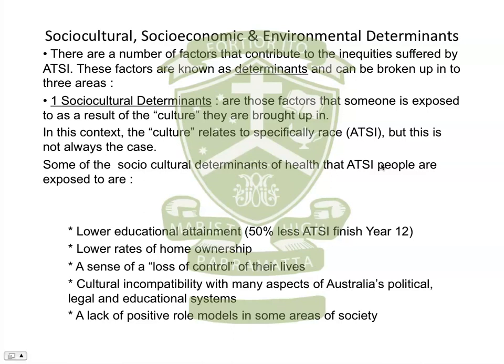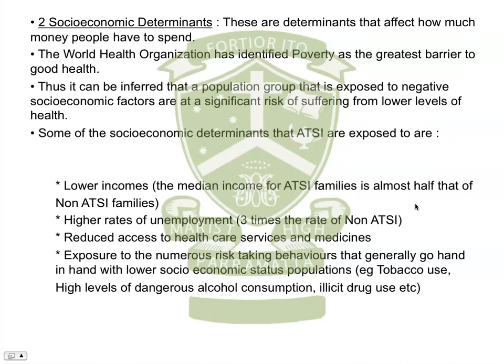And some of the determinants that Aboriginal and Torres Strait Islander people are exposed to, well, you can read through them here. I've given you 5 there, and what happens with these determinants is they can impact on people's health, and these particular determinants have a pretty negative impact on people's health. The socioeconomic determinants, which basically relates to money and the like, are pretty significant.